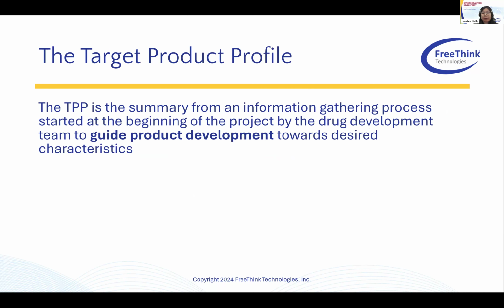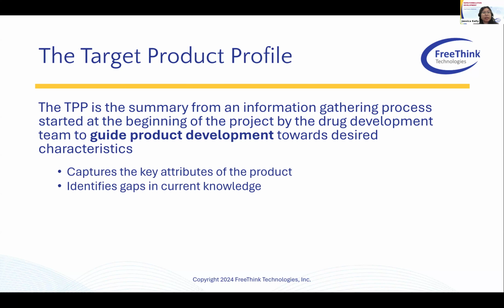First and foremost, what is the target product profile and why is it essential in the development pipeline? Oftentimes formulation development projects don't have a very well-defined block of work, so a drug development team will use the TPP to gather information about the desired characteristics of a product and align on overall project goals. Specifically, the TPP concisely captures the key attributes of the product and identifies gaps in current knowledge to highlight development priorities. By doing these two things, the TPP will provide a roadmap to guide development towards project goals.